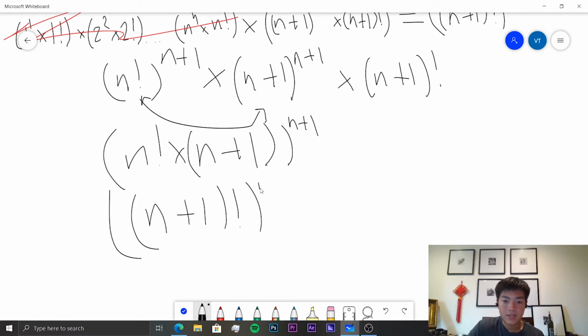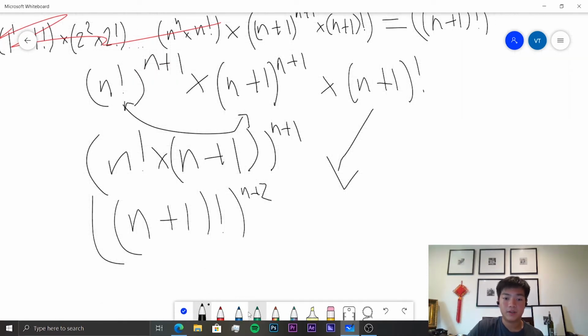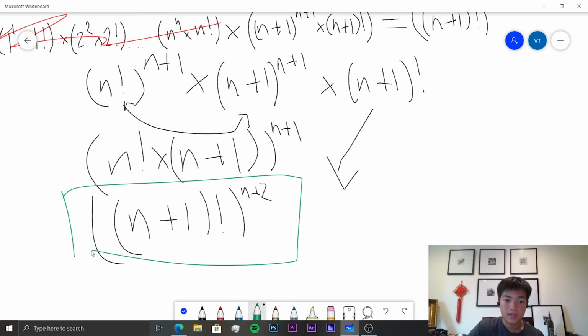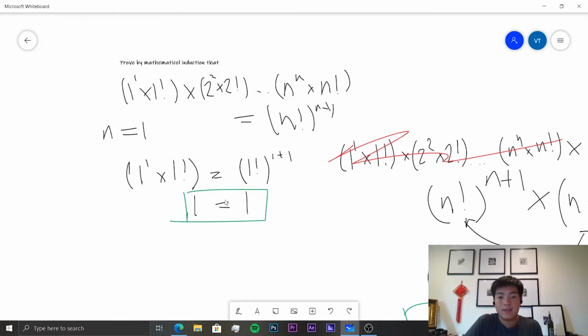So that's true to the n plus 1. And since we're multiplying it by another n plus 1 factorial, that means the result is simply equal to n plus 2 factorial, which is what we needed to prove. So that was pretty good. Since we've proved the inductive step and we've also proved the basic step that it holds true for when n equals 1, through the process of mathematical induction, we've proved that this statement is true.